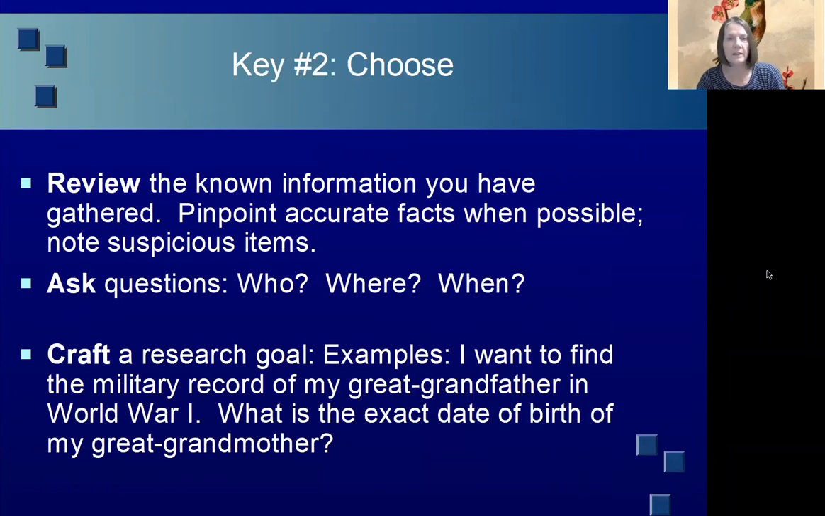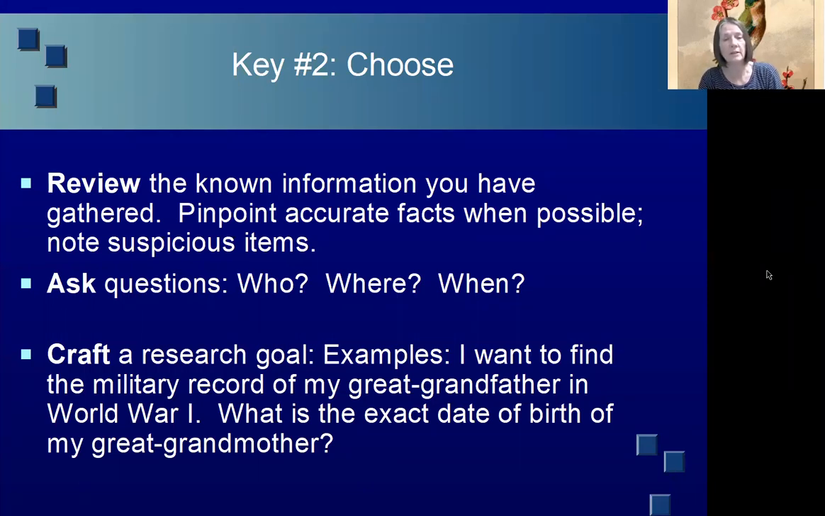So the second key is to choose. Once you have that information that you've gathered, you need to look at it and make sure that things are accurate if you possibly can, or things that you want to find out if they're accurate, if things don't look quite right. Those are things you might want to use as research questions.